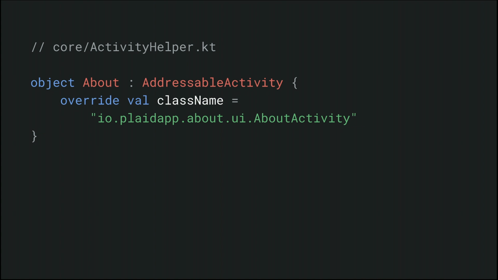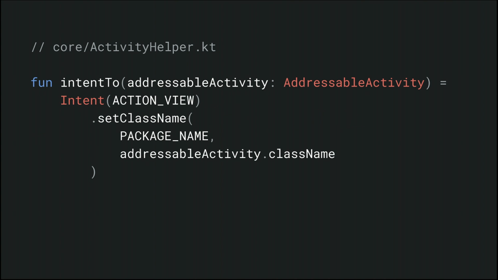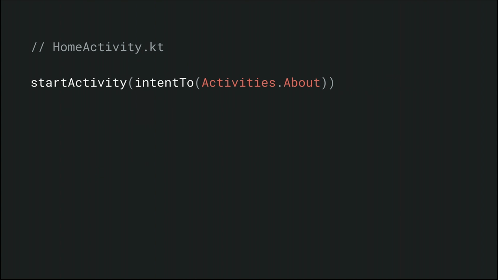When needed, these objects can also hold keys to intent extras in a single place. This allows for centralized code that can be invoked from any module. Alongside the intent to function, this makes launching the activity straightforward and type safe. This allows for decoupled code that can be invoked from any module, as well as being easy to read.